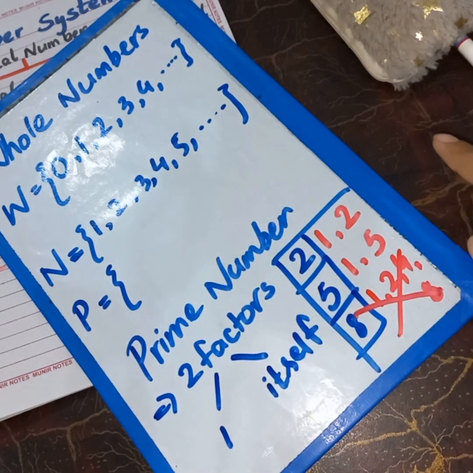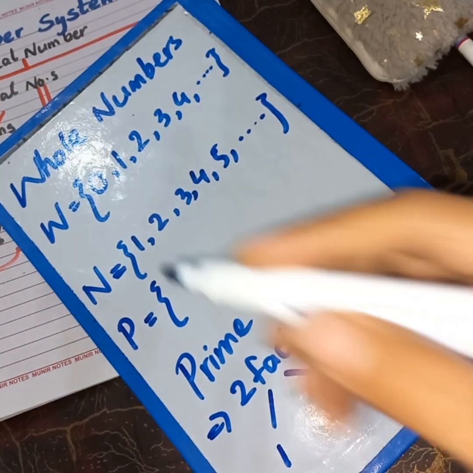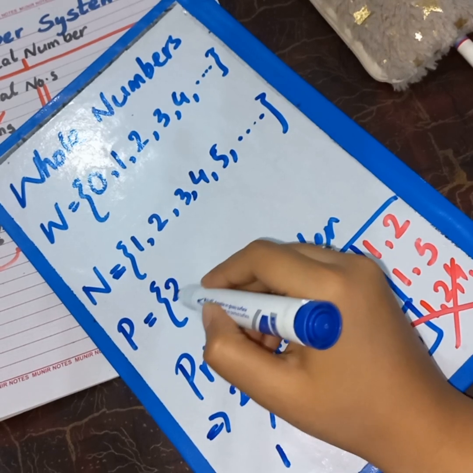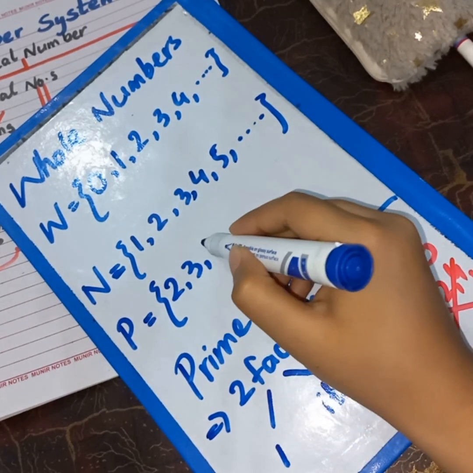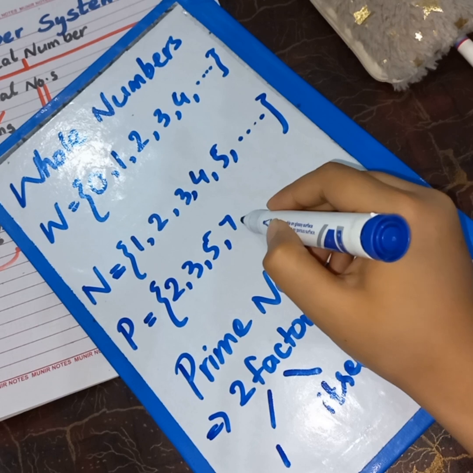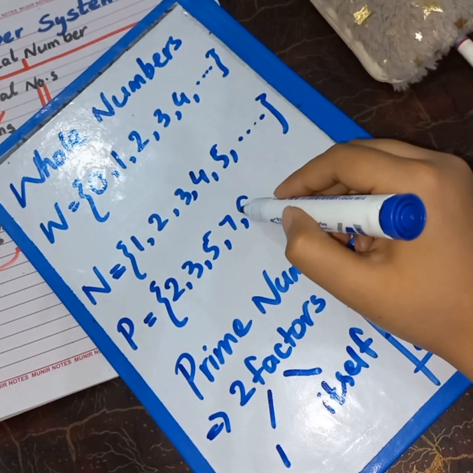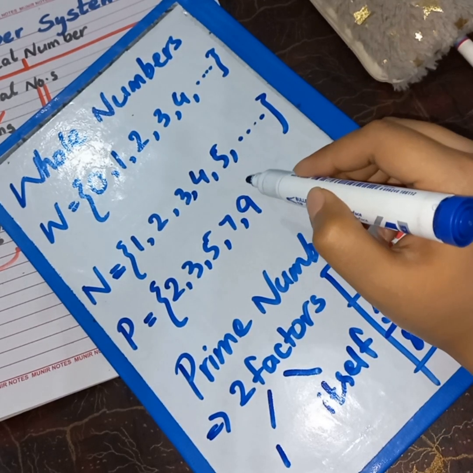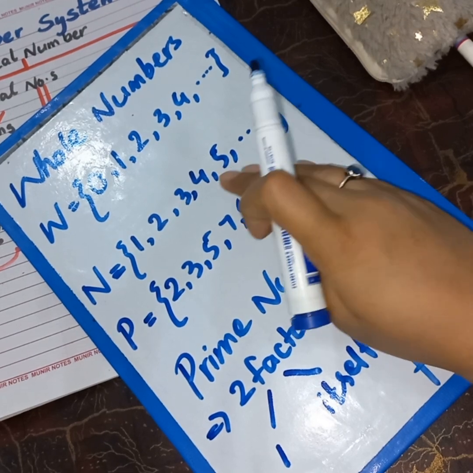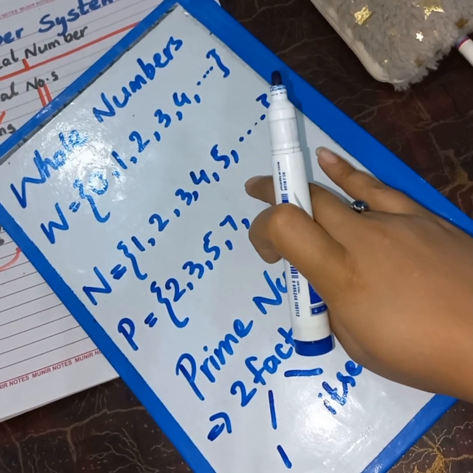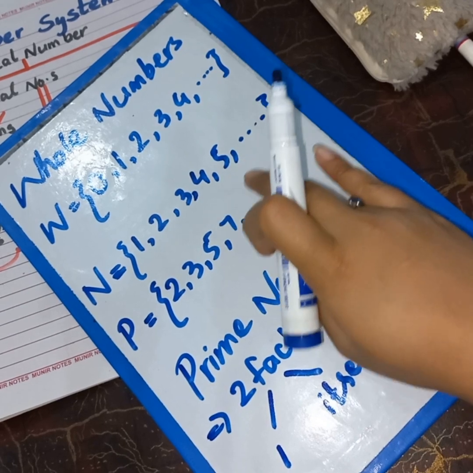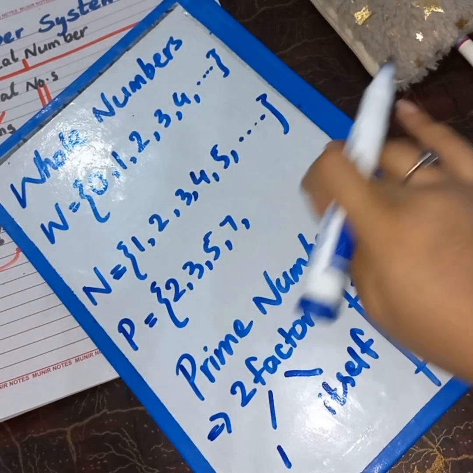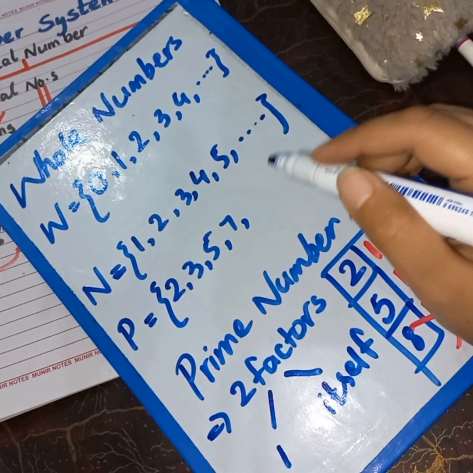So in the prime number set, prime numbers start from 2: 2, 3, 5, 7, 9. No, 9 is not a prime number because 9 has more than two factors: 1, 3 and 9. There are three factors of 9. So it will not be considered a prime number.